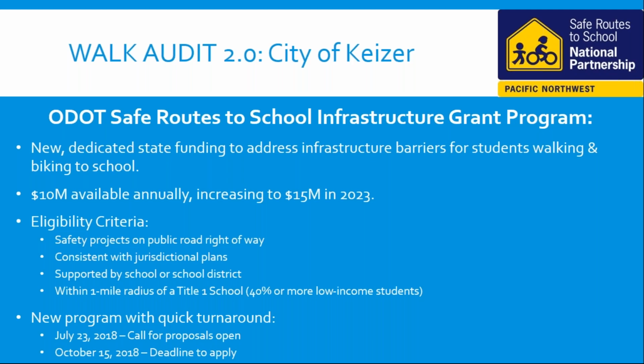Just quickly, some eligibility criteria so you know a little more about what this grant program looks like. The safety projects that communities will be applying for must be on a public road right-of-way. They need to be consistent with jurisdictional plans, supported by the school or school districts the project is affecting, and the projects need to occur within a 1 mile radius of a Title I school. So that means 40% or more are low-income students.